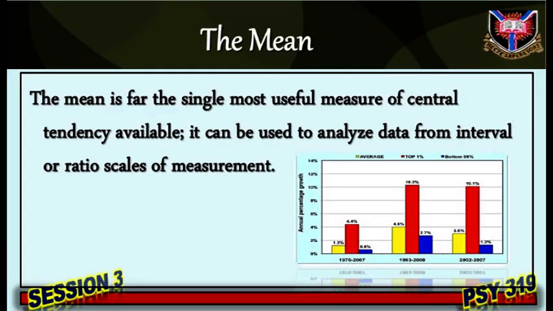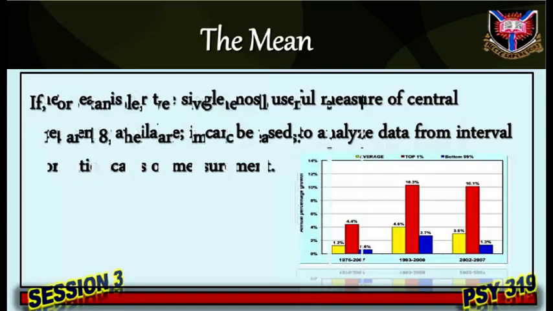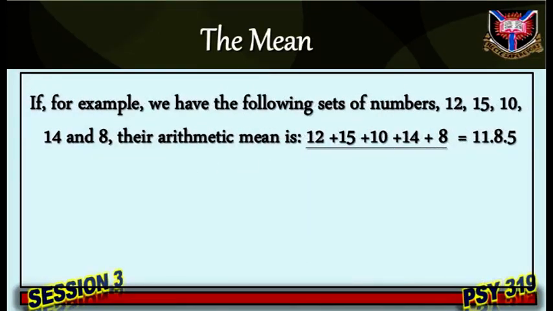The mean is by far the single most useful measure of central tendency available. It can be used to analyze data from interval or ratio scales of measurement. Example 1. If we have an array of scores from a sample that were randomly drawn, let's say 12, 15, 10, 14, and 8, the arithmetic mean is x bar is equal to 12 plus 15 plus 10 plus 14 plus 8 over 5, which is equal to 59 over 5. X bar is equal to 11.8.